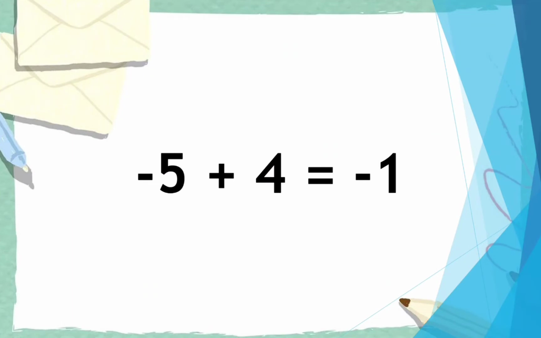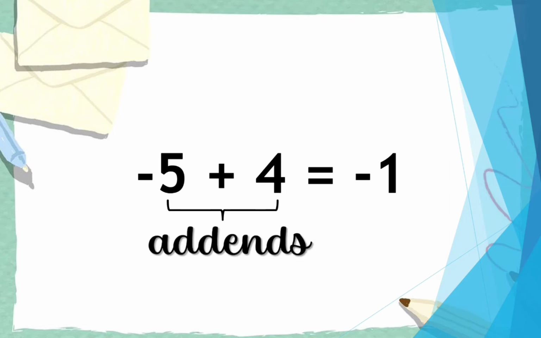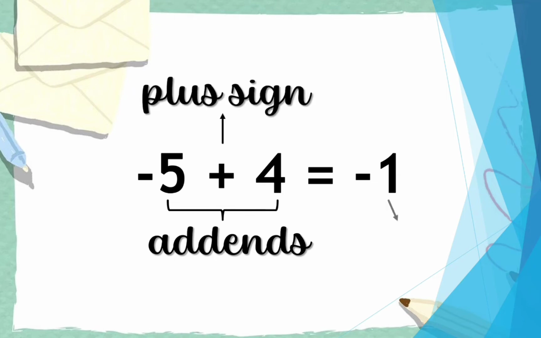Bago tayo mag-add ng mga integers, ay alamin muna natin ang mga parts ng addition sentence. In here, I have an example, negative 5 plus 4 equals negative 1. So, ano ang tawag sa mga numbers na pinag-a-add? Ang tawag po dyan ay addend. So, remember, addends are the numbers to be added. Next, the sign for addition is plus sign. And the answer in addition is what we call the sum.